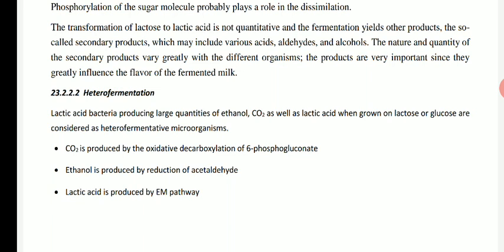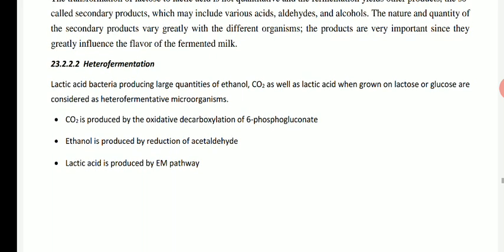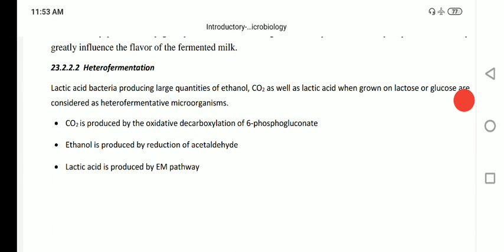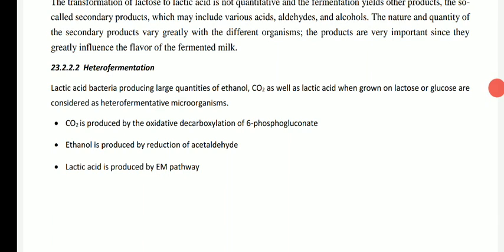Then next, heterofermentation. Besides producing lactic acid, there is production of some other components like ethanol and CO2. This type of fermentation is known as heterofermentation. Lactic acid bacteria producing large quantities of ethanol, CO2 as well as lactic acid when grown on lactose or glucose are considered heterofermentative microorganisms. This type of fermentation is carried out by different groups of microorganisms. CO2 is produced by oxidative decarboxylation of 6-phosphogluconate, ethanol is produced by reduction of acetaldehyde, and lactic acid is as usual produced by the EMP pathway.